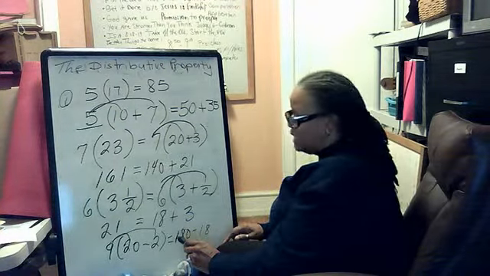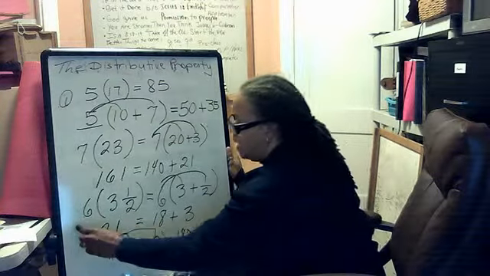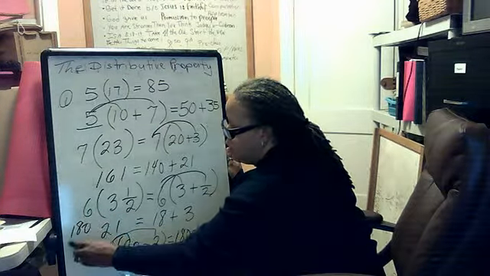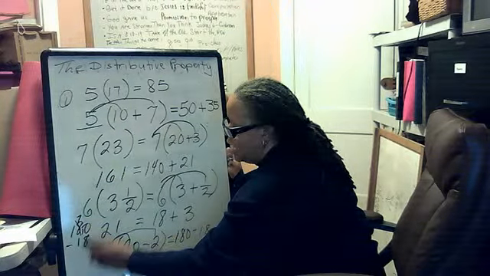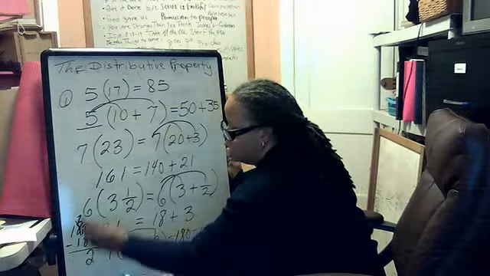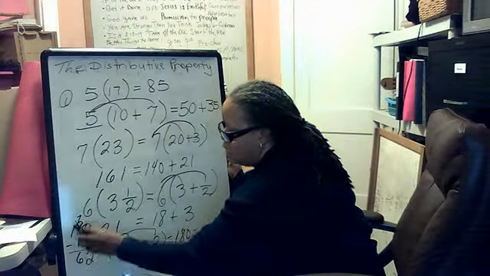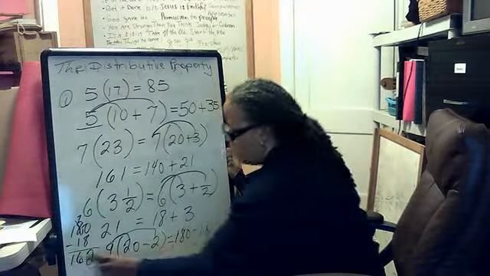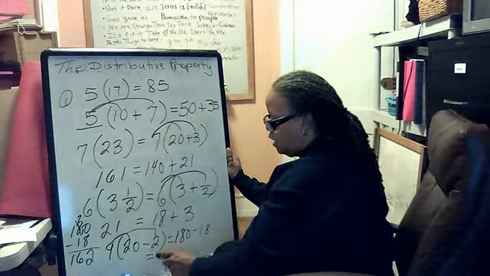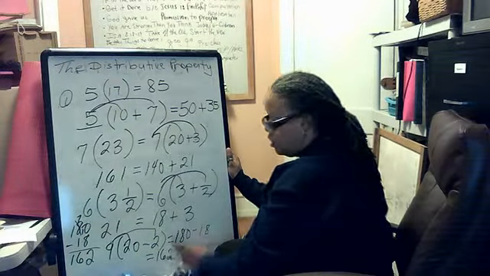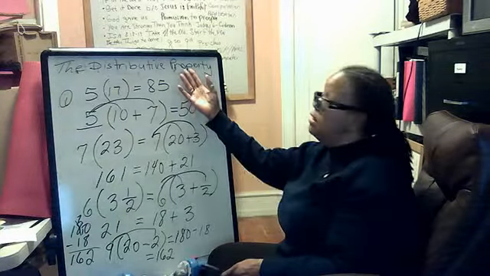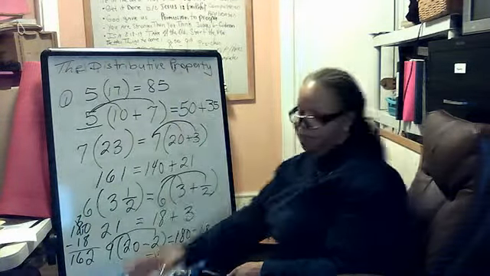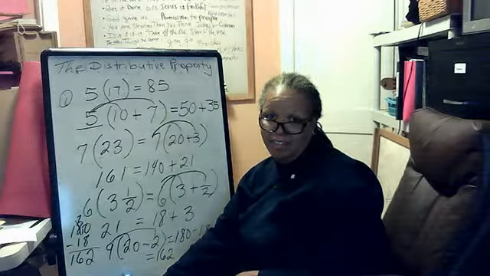180 minus 18, we'll do that over to the side. 180 minus 18, you know we have to rename. 10 take away 8 is 2. 7 take away 1 is 6. 1 take away nothing is 1. The final answer is 162. Without mistake, using the distributive property. How do you like that? It's awesome.